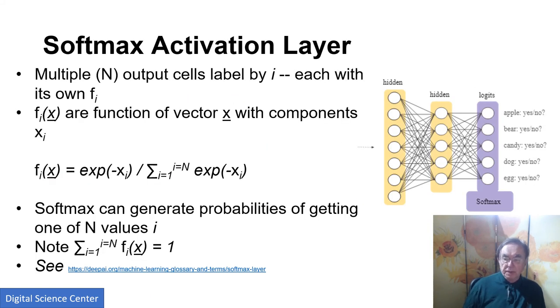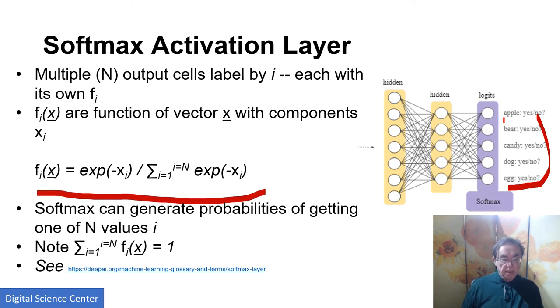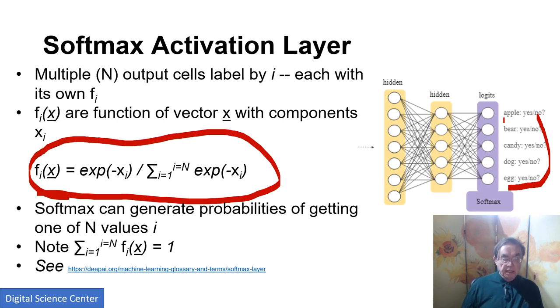Softmax is used when you want to calculate probabilities of different options, like apple, bear, candy, dog, or egg. These are 5 different options, whether it's yes, no for that. And the thing gives you outputs of probability for each of these 5 choices. And because the x's are the normally calculated values, you just replace them by this function. So it's called a softmax. E to the minus x over sum of e to the minus x, where x are the input values.